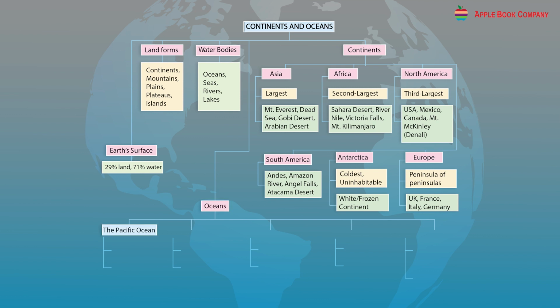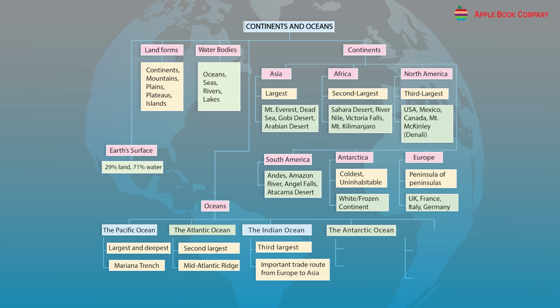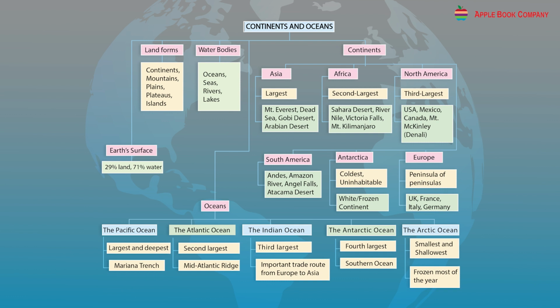Oceans: the Pacific Ocean, largest and deepest, Mariana Trench. The Atlantic Ocean, second largest, Mid-Atlantic Ridge. The Indian Ocean, third largest, important trade route from Europe to Asia. The Antarctic Ocean, fourth largest, Southern Ocean. The Arctic Ocean, smallest and shallowest, frozen most of the year.